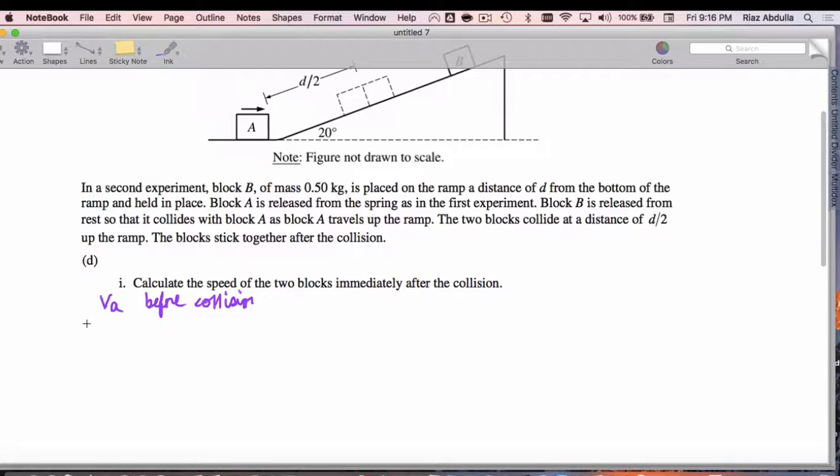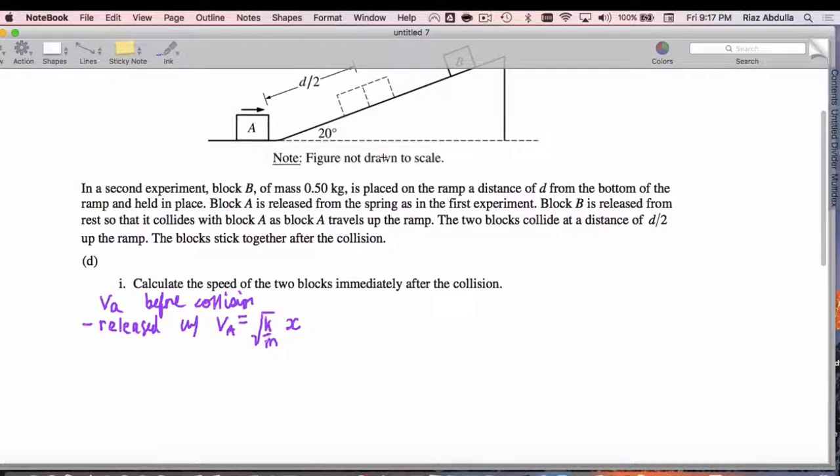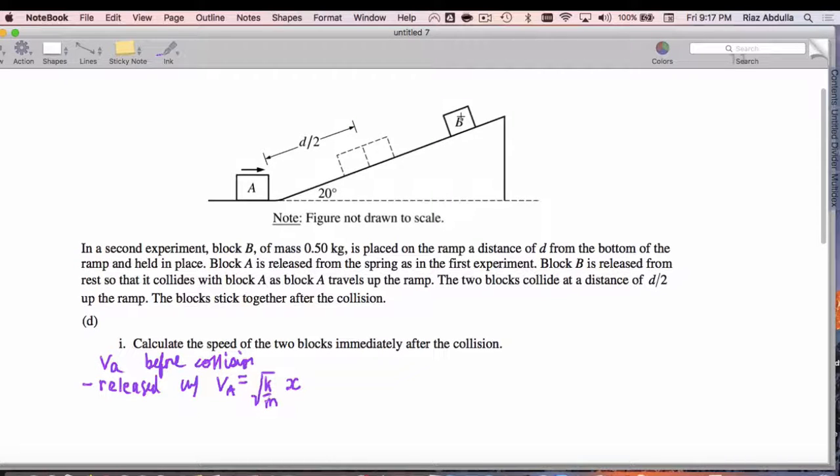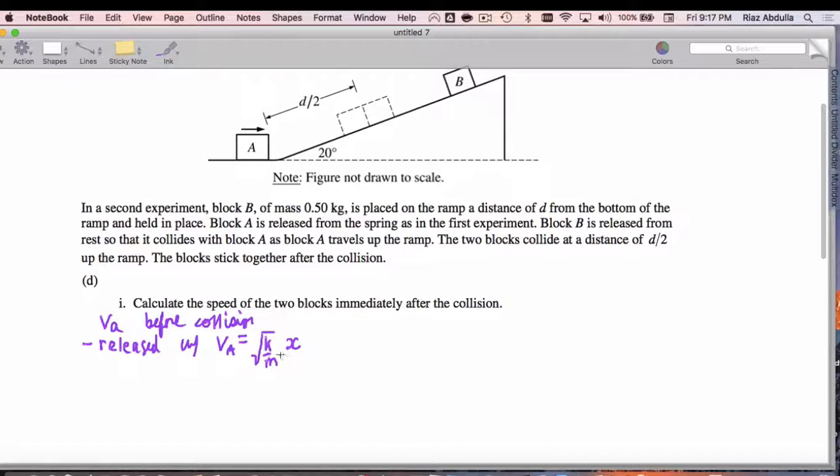First, so let's just be clear. It's released with a speed equal to, we got that as square root of k over m times x. Now, the thing is, it goes d over 2 up the ramp, right? So let's just be absolutely clear on what its speed is when it goes halfway up that ramp. And so rather than using this value here, so this is not useful. So halfway up the ramp.